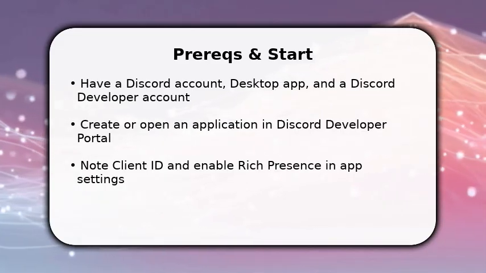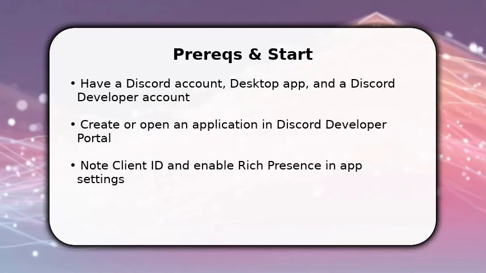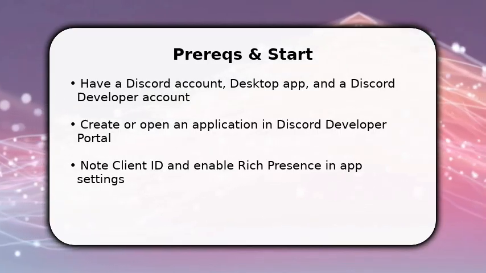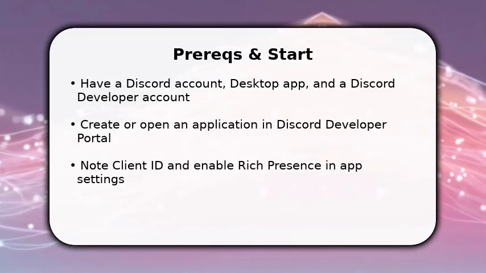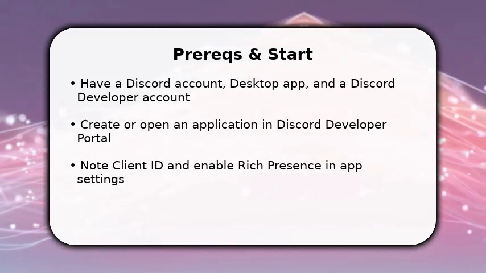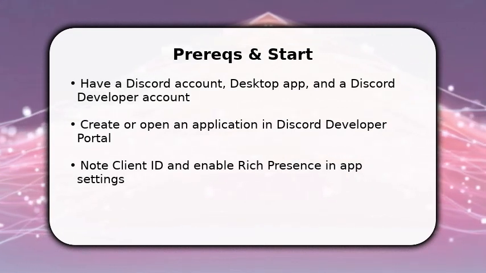Once created, go to the application settings, copy the client ID, and toggle any presence-related options. You do this now so tokens and ID are ready for the next steps. Having them on hand avoids back and forth and speeds up connecting your code or tool to Discord.